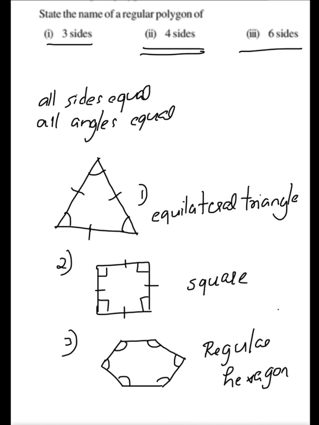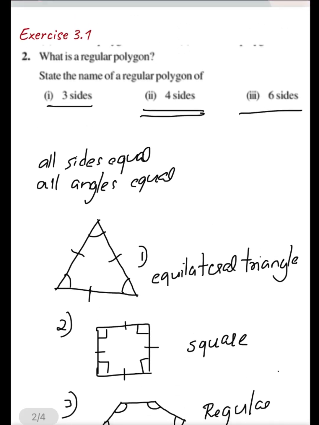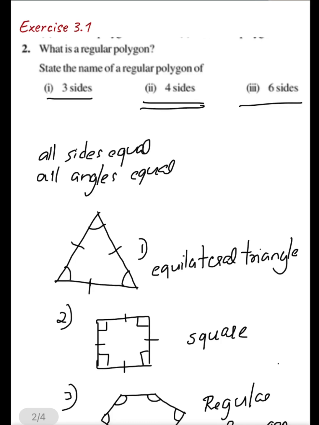Understand? Regular polygon means all sides equal and all angles equal. First one was 3 sides, so with all sides and all angles equal, it is an equilateral triangle. Second one has 4 sides, so it will be a square, and third one has 6 sides, so it should be a hexagon, not a simple hexagon. It should be a regular hexagon. Regular hexagon means all sides and all angles equal. So this is the answer for the second question. So we have completed exercise 3.1. Thank you.